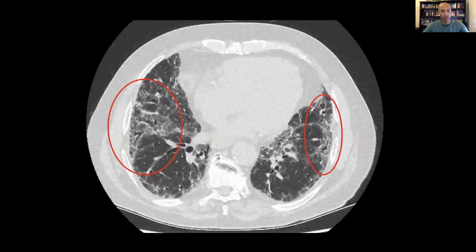Another example showing some significant scarring there. This is scarring that's mostly on the outside of the lungs, and there might be some inflammation as well.